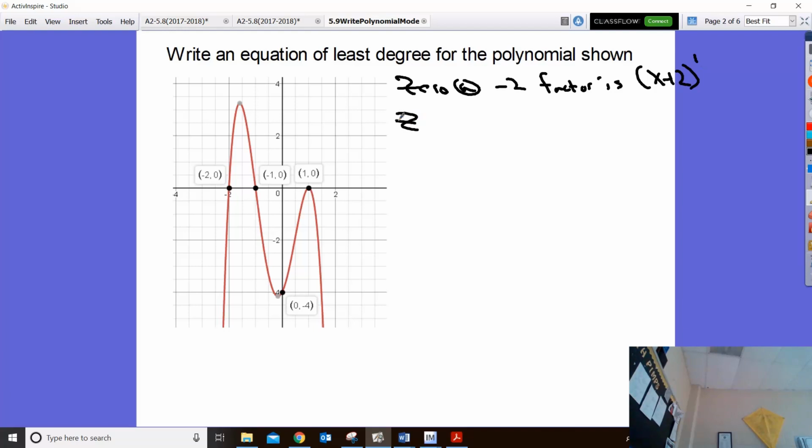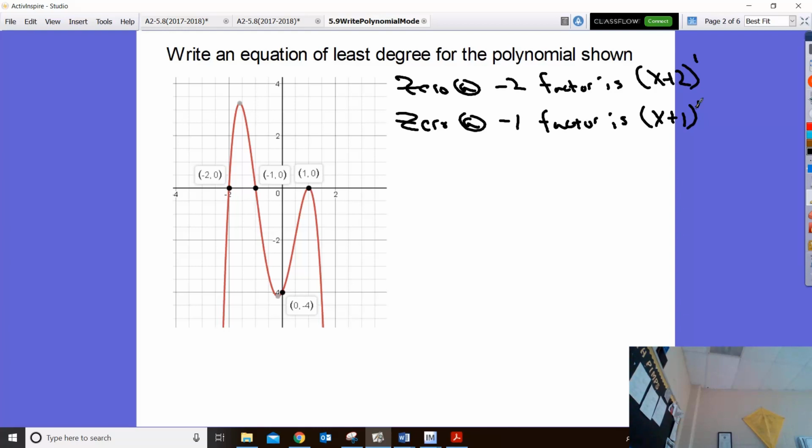There was also a 0 at -1. So the factor is what? X plus 1. How many times does that guy happen? At least once. I'll put a 1 there. Yeah, that's a cross situation.